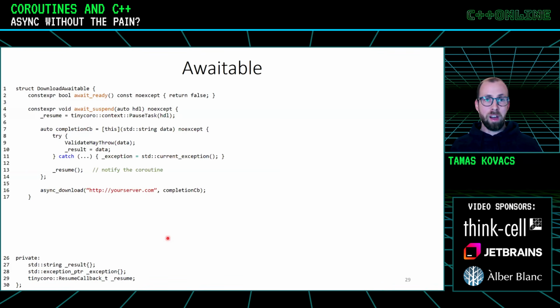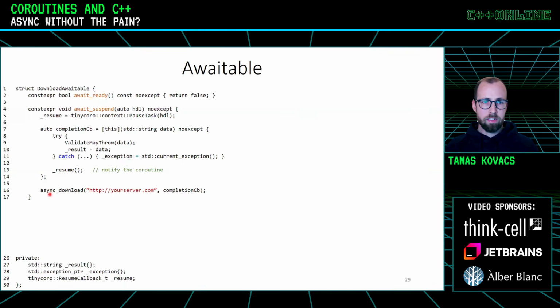And this is where the interesting part really starts. When the coroutine is suspended, we receive its handle, the parameter we are putting in the pause, and we are getting back a resume callback, something we can safely call later to notify the suspended coroutine. Great. After that, we have our completion callback, pretty much the same logic. We are validating the data. In case of an exception, we are saving this exception, or saving the data in the result. And in line 13, we are resuming, we are notifying the coroutine for resumption.